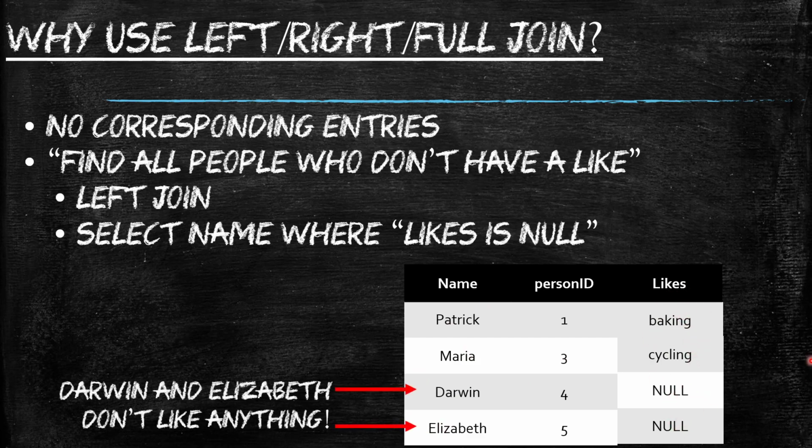And what does that tell us? This tells us that Darwin and Elizabeth don't like anything. And why would we want to know that? There's other ways of doing it, but this can tell us all the people who don't have a like. And it can also tell us other things. Maybe there's something wrong with our data. Maybe everyone is supposed to have a like, but in this case they don't. That means that maybe Darwin and Elizabeth somehow were able to put their data in without entering a like. Maybe there's something wrong with the way that our data is being generated. Maybe there's something wrong with our table. So we can find any errors or values that are off in our table this way.